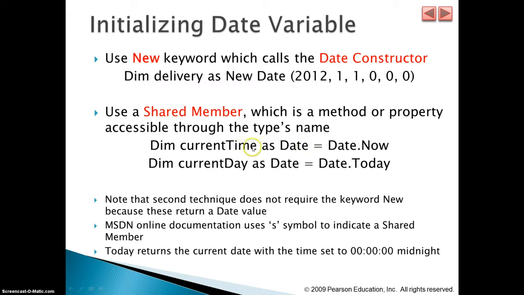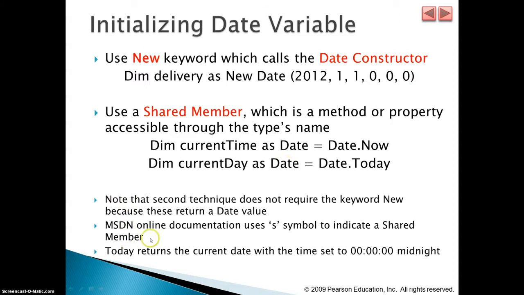I'm sorry, I said that wrong. The local variable name is current time. It's of variable type object date. And here today is similar. This one we're saying current day. It's again of date variable type object date.